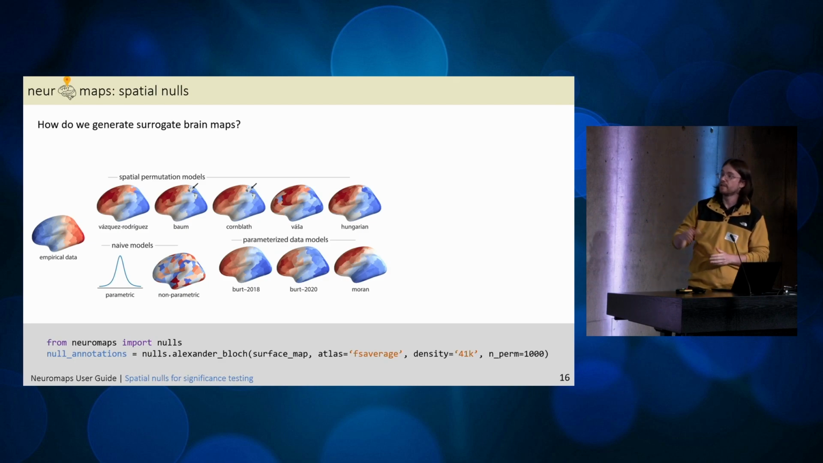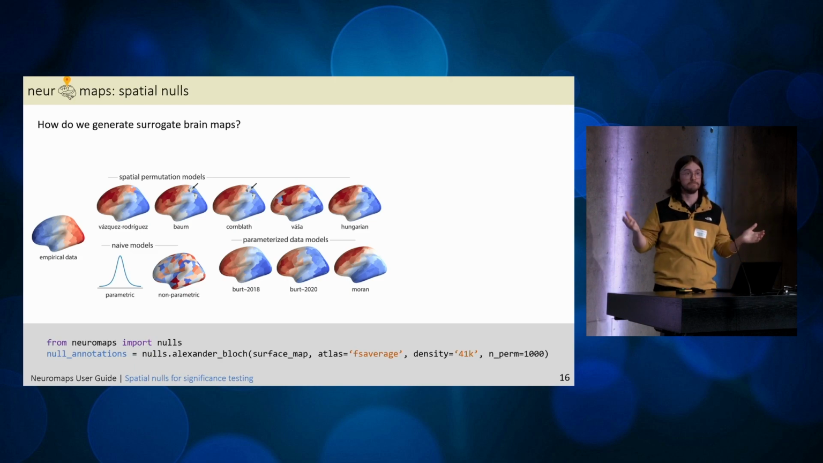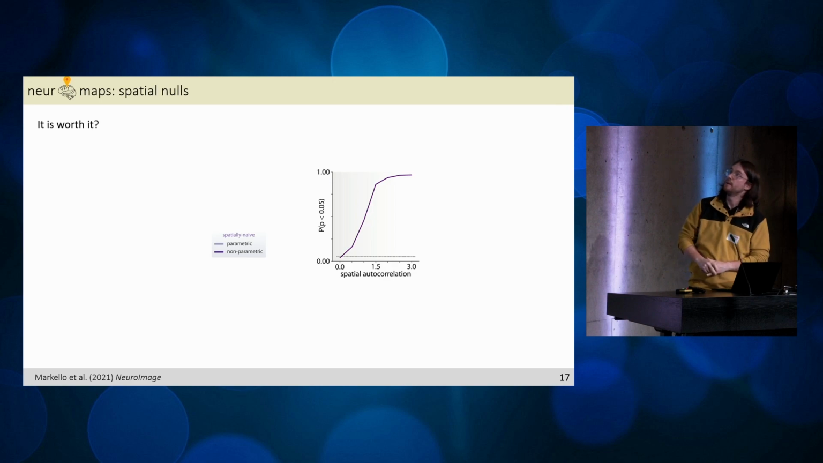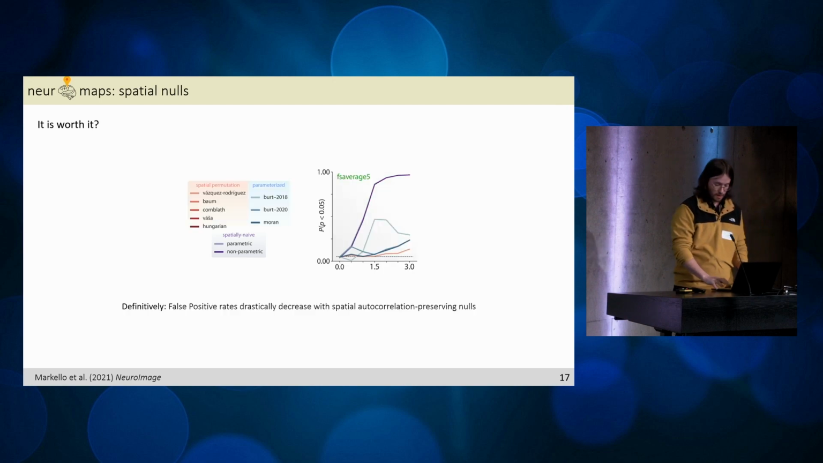And then you say surface map, because it's a spin test in this case, you specify the atlas and the density of your brain map, and there you go, you specify the number of permutations you want. And does it work? Is it worth it, right? Because I'm showing here that there's a lot of false discovery rate when you have high spatial autocorrelation.